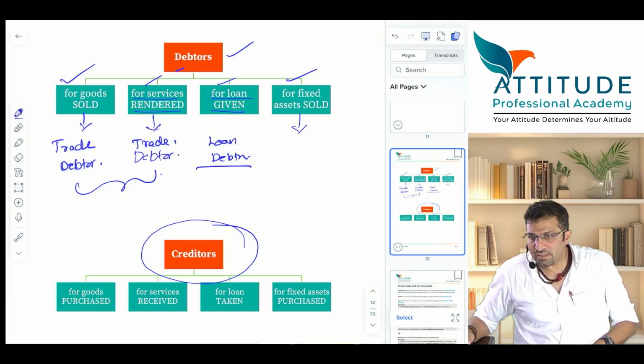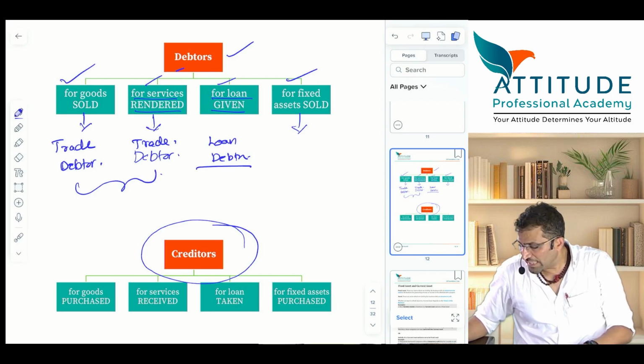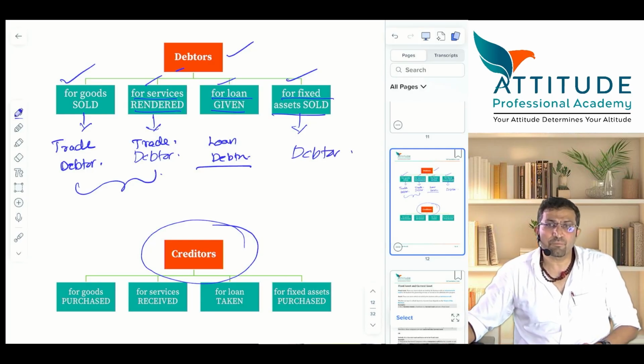Who is sir for you? Debtor only? But is it a trade debtor or debtors for fixed assets sold? Debtors for fixed assets sold. Do you understand? So you can just call him a debtor. Is it understood?